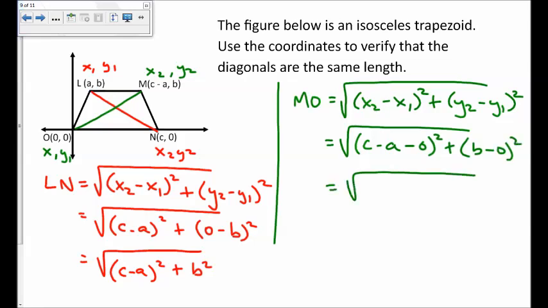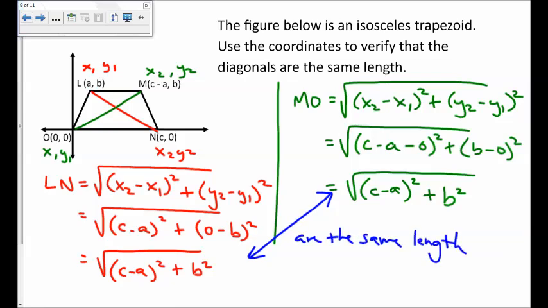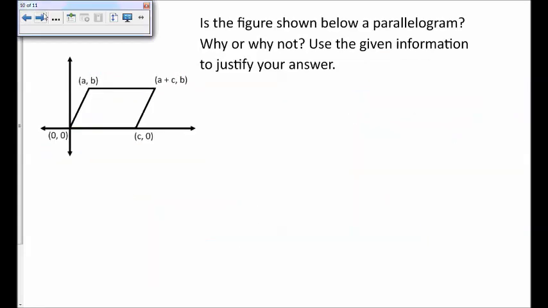Simplifying a little bit, c minus a minus 0 is the same as c minus a squared, plus b minus 0 is just b squared. So you'll notice that these are the same length. And that's it. Okay? One more question like that.